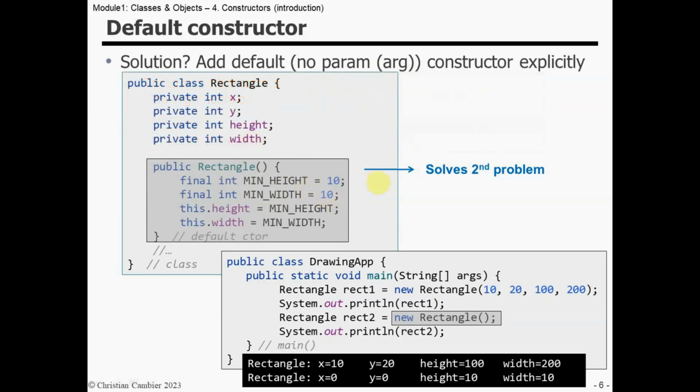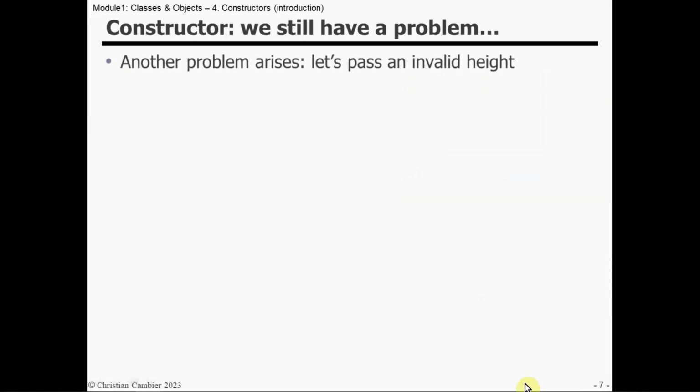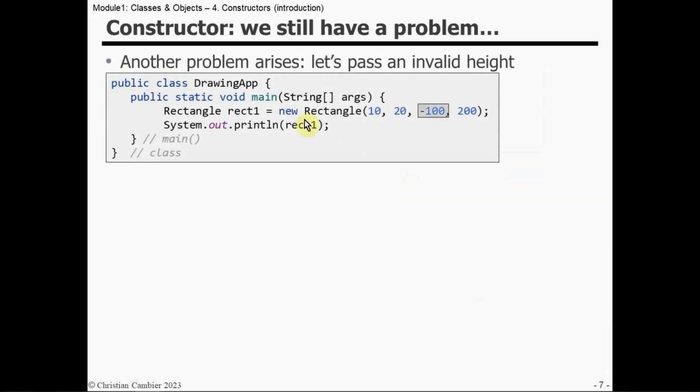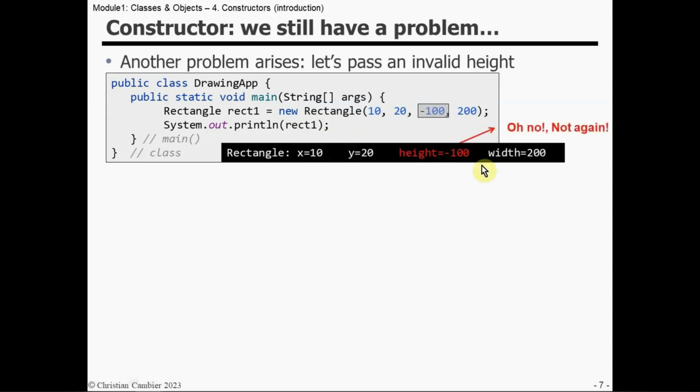Okay, so the addition of the default constructor solves the second problem of our object being in an invalid state. But we still have a problem. Another problem arises. Let's pass an invalid height. So we create here an instance using the 4-parameter constructor, our third argument representing the height. We decide to pass -100. By now we know that according to specifications it is an invalid height and should not be accepted. The minimum allowable height is 10. So what happens if we would execute this code? Our height will be accepted and will be -100.